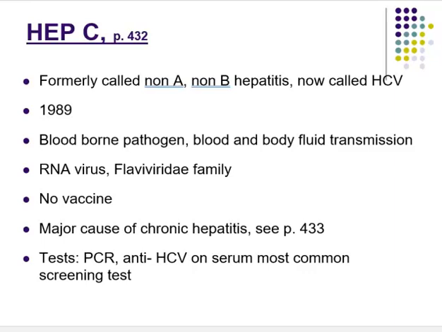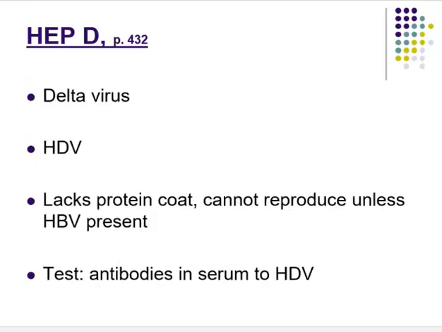The tests that we can run for Hep C are a PCR test or an anti-HCV test on serum, and that's the most common screening test that's used for Hep C. Next is hepatitis D, or the Delta virus, hence D, Hep D, Delta. The abbreviation is HDV. It lacks a protein coat and cannot reproduce unless hepatitis B virus is present. The tests we use are antibody tests in serum to detect the hepatitis D virus.